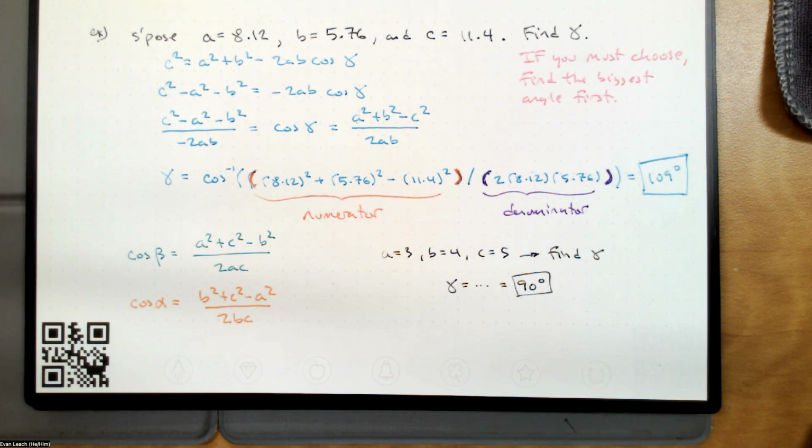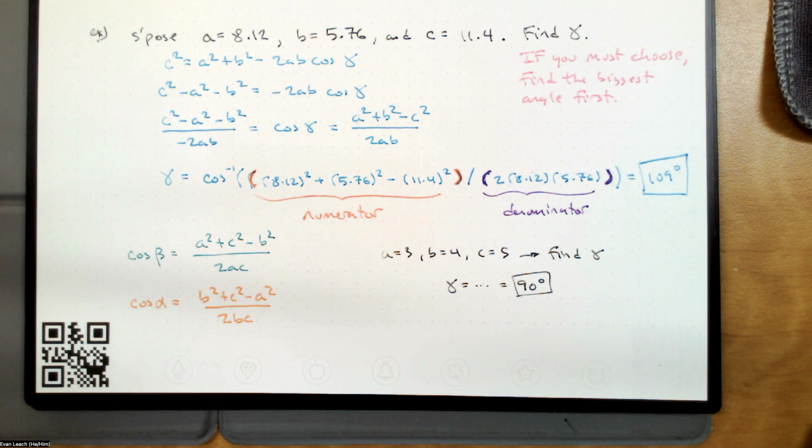Any questions? Anyone want to guess what the next tool we're going to have? This one being the law of cosines. There's also a law of sines. No surprises there. Then we'll have enough tools to solve any oblique triangle.